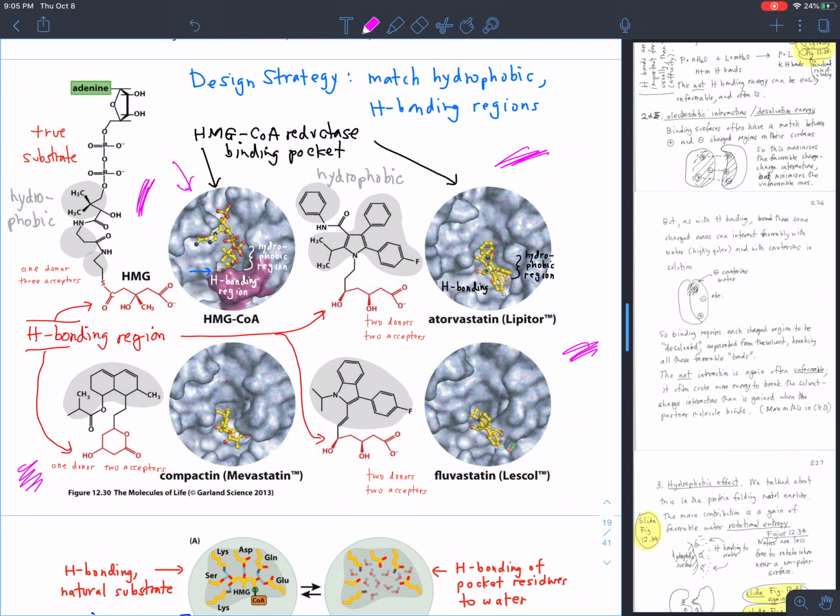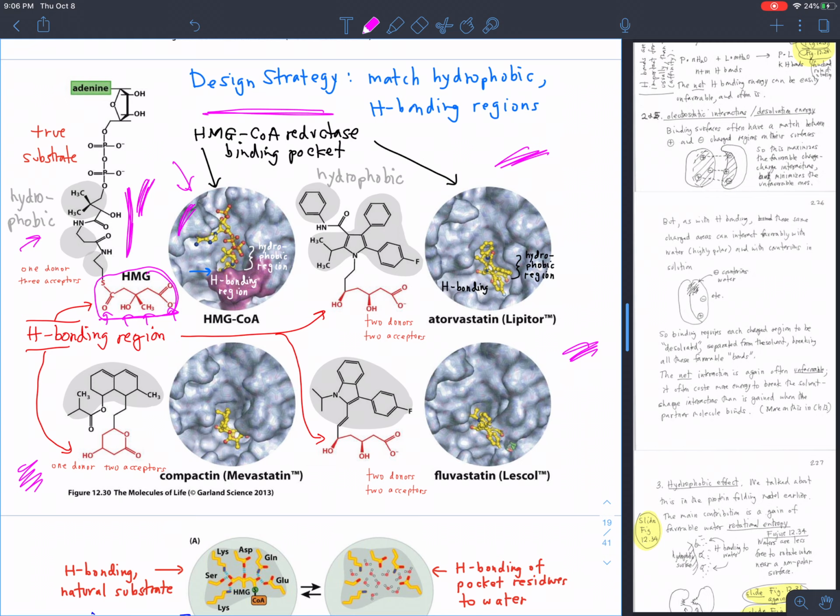Let's look at that pocket. We can't really see too much. This is a surface picture of the binding pocket for our enzyme, HMG-CoA reductase. What you learn by looking at the crystal structure in this case is that this part of the molecule down here on the natural substrate has a whole bunch of hydrogen bond donor and acceptor groups. But it also has up here a relatively hydrophobic region. I've outlined in gray here where the hydrophobic regions are, but it's not real hydrophobic.